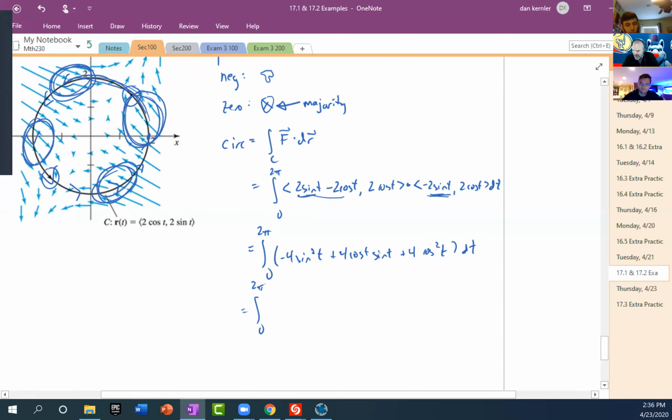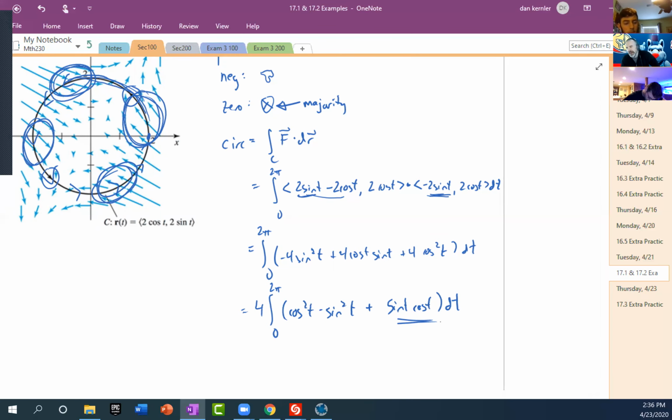Already got your trig identities? Integral 0 to 2 pi. I would put the 4 cosine squared t with the 4. Actually, let me factor out the 4. So we'll put a 4 out in front, 0 to 2 pi, and then we have cosine squared t minus sine squared t plus, I'm going to write it, sine t cosine t. That one's easy. The second one, sine t cosine t, just do a u substitution, right? Any thoughts about the cosine squared t minus sine squared t?